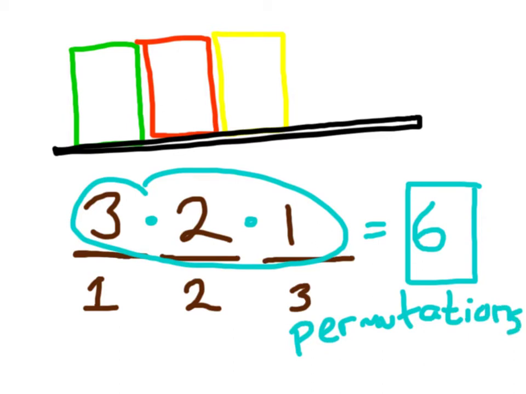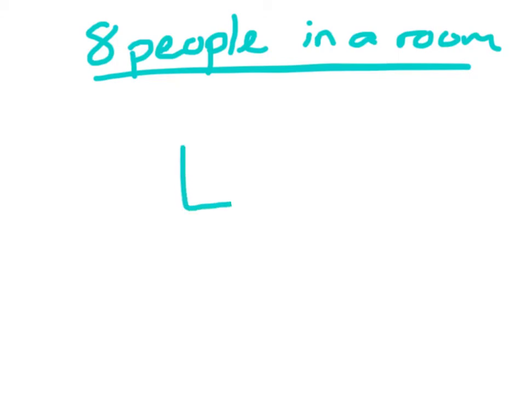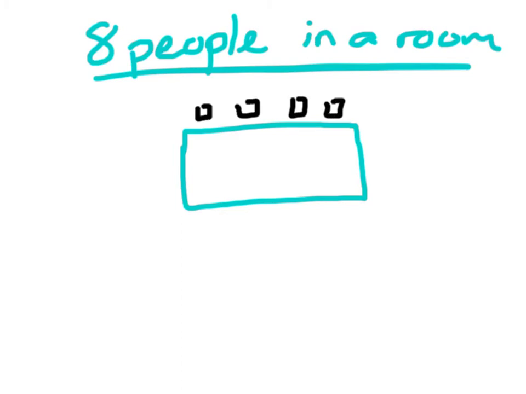So we can get considerably more complex with this. Let's, for instance, say that I have 8 people in a room. How many different ways could I put those 8 people? Okay, so let's make some chairs. Here's a chair. How many different seating arrangements could I put those 8 people in? So you've got 8 chairs in a room for 8 people. How many different ways could those 8 people sit down?